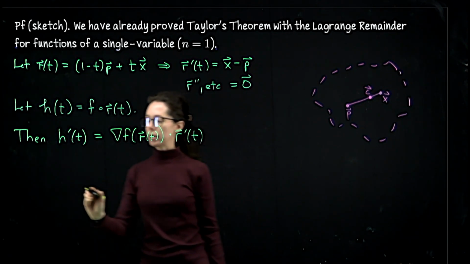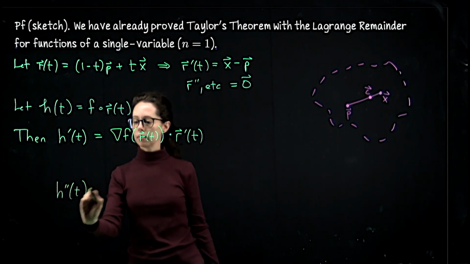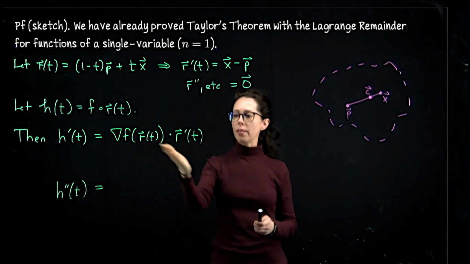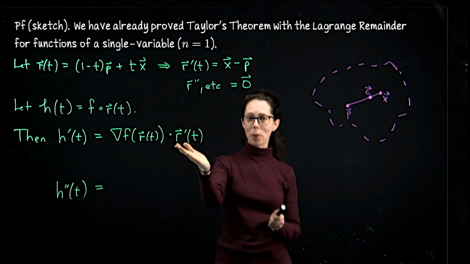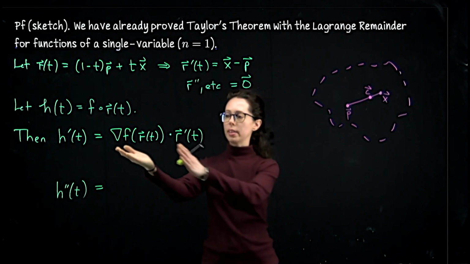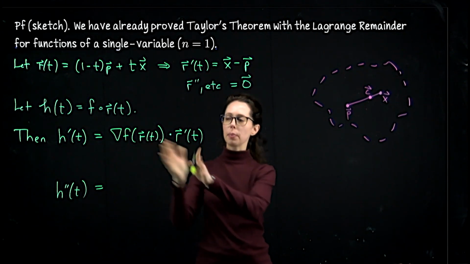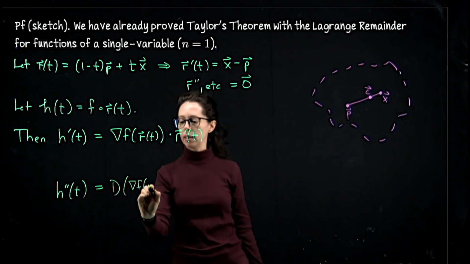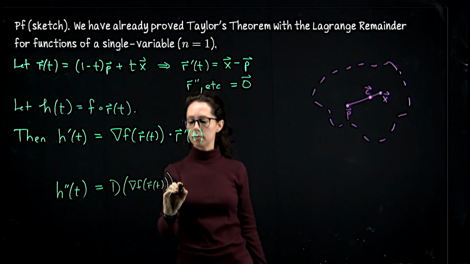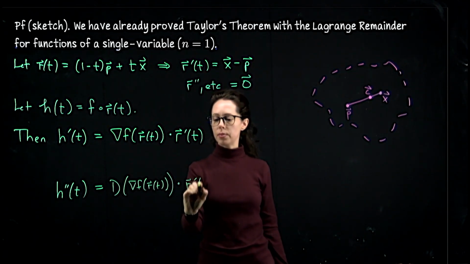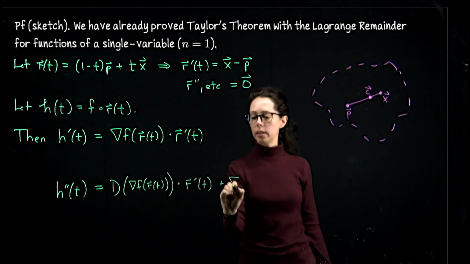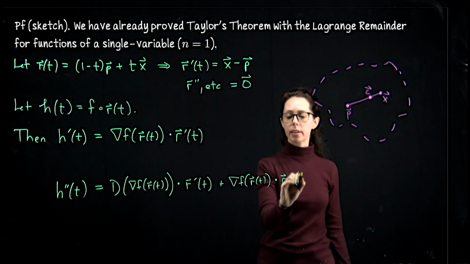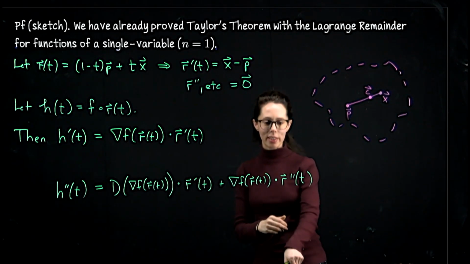Let me skip down here to put the second derivative. I need to differentiate this. Here we'll have a product rule, but that's good because r double prime is 0, so one of the terms will vanish right away. And then differentiating this is actually going to give us back our Hessian. So d of the gradient of f at r of t dot r prime of t, plus the gradient of f along r of t dot the 0 acceleration vector.